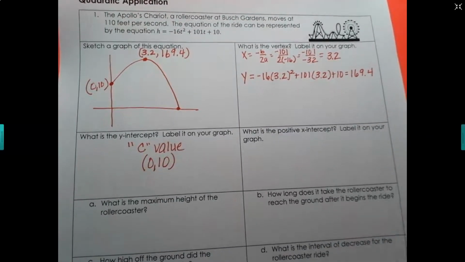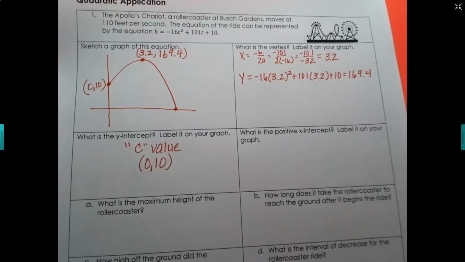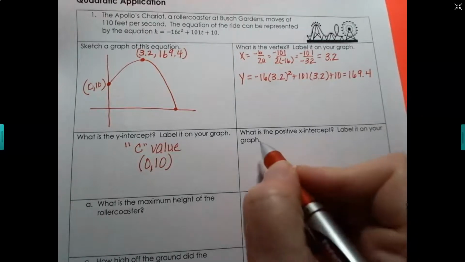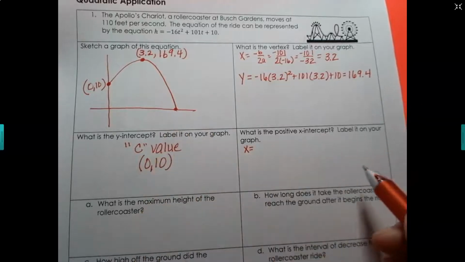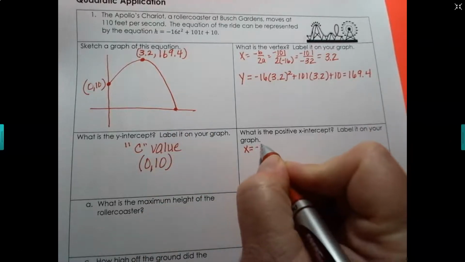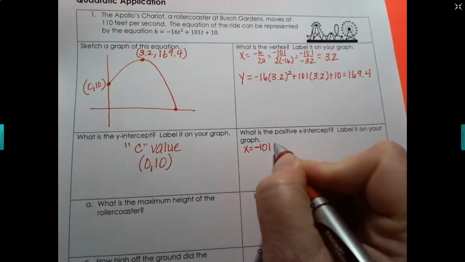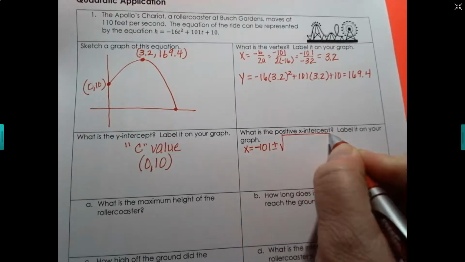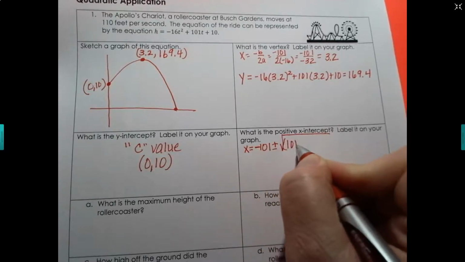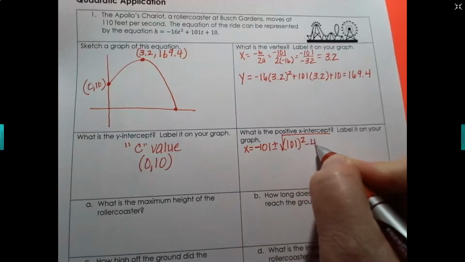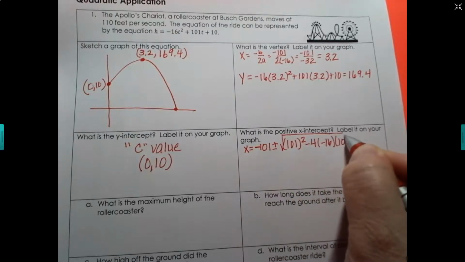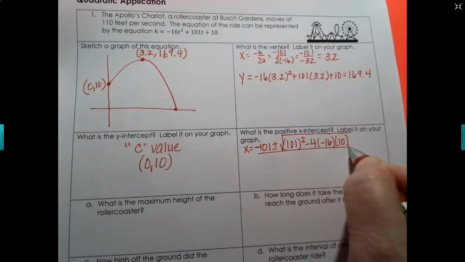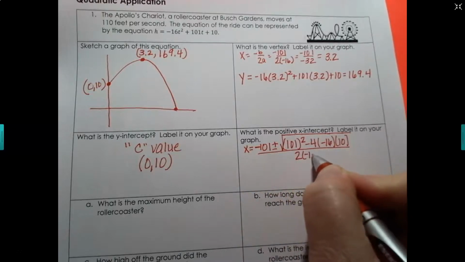All right. The last thing that we're going to work together, and all the rest you're going to do on your own, is the positive x-intercept. To find an x-intercept, you need the quadratic formula. That's what tells you that point. So we have negative b plus or minus the square root of b squared minus 4 times a times c, and this whole thing is going to be divided by 2a.